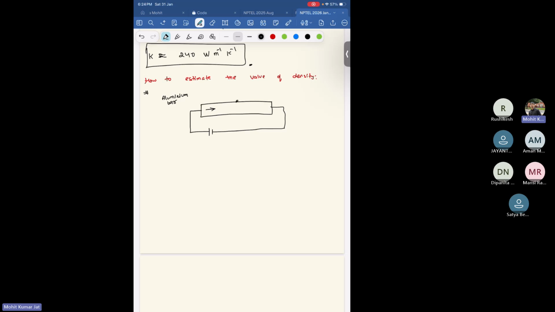So between these two points, this is Rxy. Let me make four contacts A, B, C, and D. If you measure resistance between A and B, it is called longitudinal resistance because it is in the path of the current. The current is moving in the x direction, and you are also measuring the resistance along the x direction. But if you measure along C and B, let's say, it will be a transverse resistance.